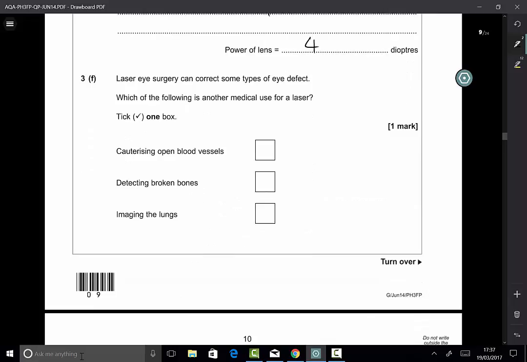Okay, laser eye surgery can correct some types of eye defect. What is another medical use for a laser? Okay, so it's definitely not going to be used for imaging the lungs, and I wouldn't really want a laser pointed at my lungs. Detecting broken bones? Probably not. Cauterizing, that means burning the edges of open blood vessels, is the answer.